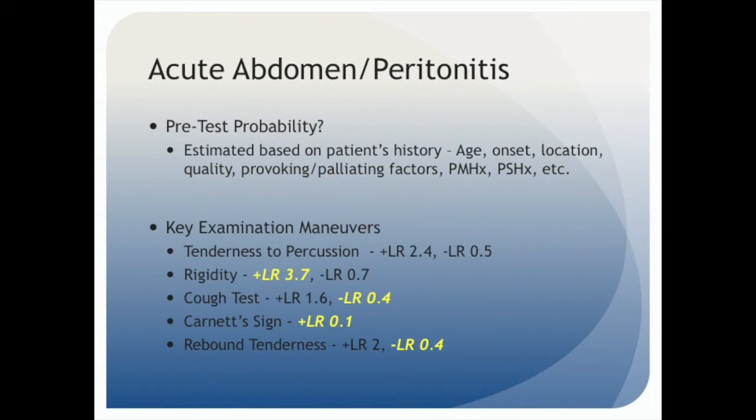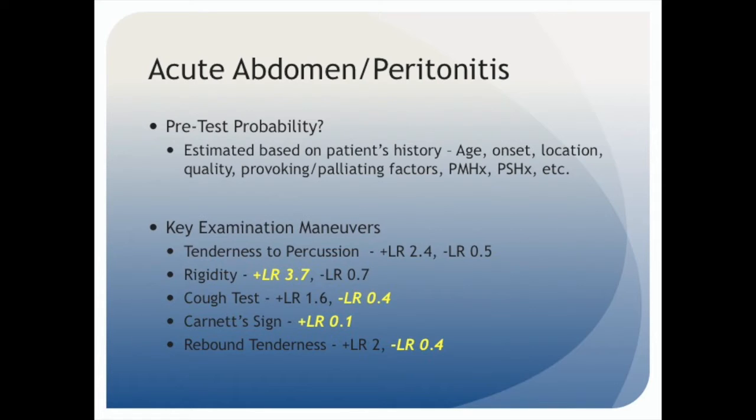So let's look at a distinction that physicians are often required to make in evaluating patients with abdominal pain: whether or not the patient has a so-called acute abdomen or peritonitis. Now we approach this problem by first coming up with our pretest probability, which again is our best guess as to whether or not we believe this patient has an acute abdomen, and how sure we are of that guess based on the patient's presenting symptoms and aspects of their medical history.